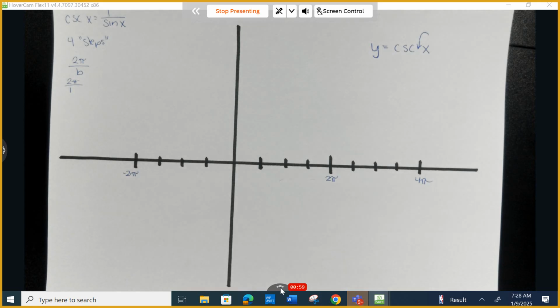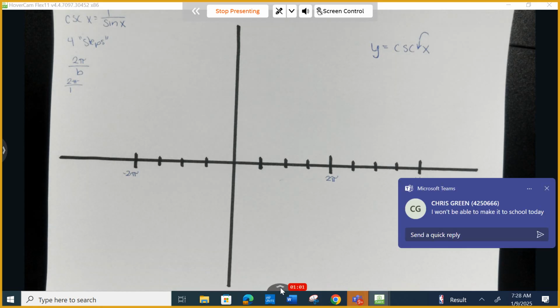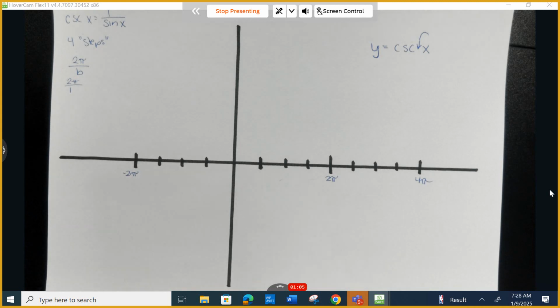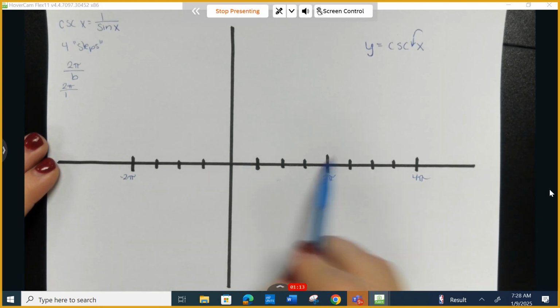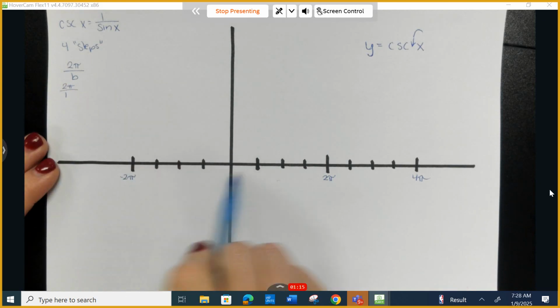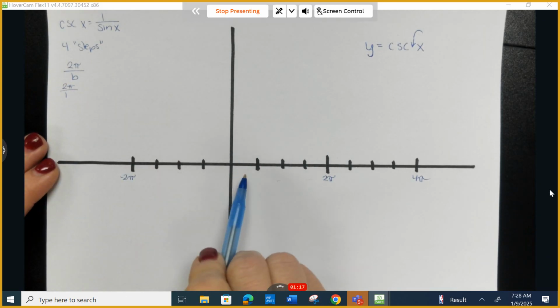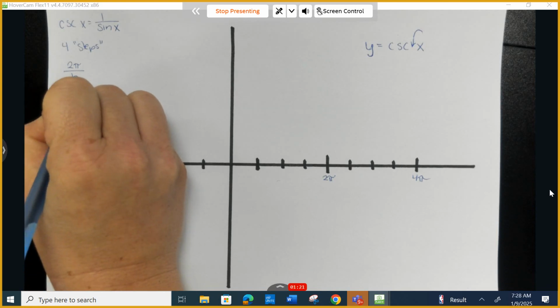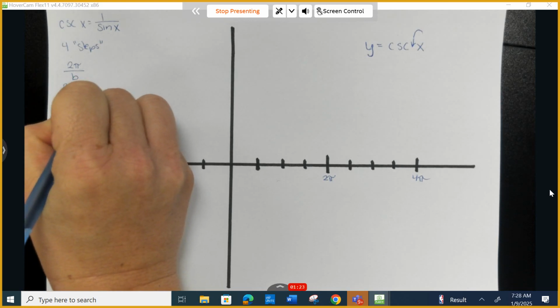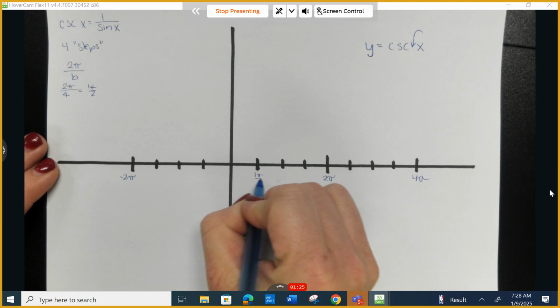The x scale, just like the x scale for the primary trig functions of sine, cosine, tangent, and the secondary trig functions, cosecant, secant, and cotangent that we're working with today, they will all do the exact same thing, have 4 steps. So once I figure out the period length, or the length of one cycle, I'm going to divide it by 4. So if I take 2 pi and divide it by 4, it reduces to 1 pi over 2.